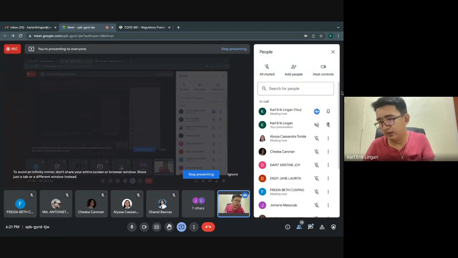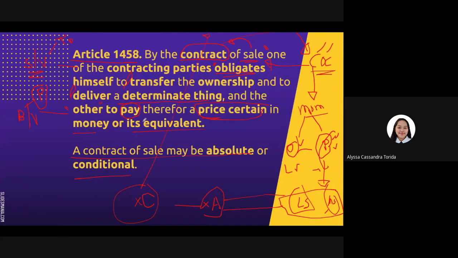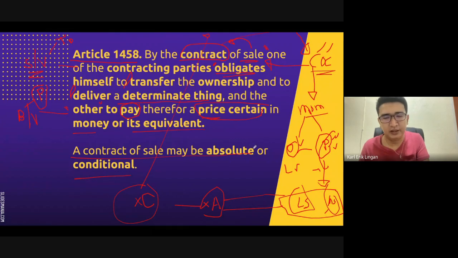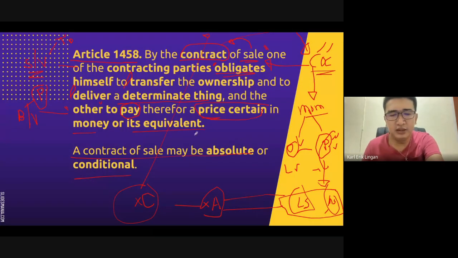Miss Alisa Torida. Yung absolute po, sir, there are no conditions attached sa contract. Tapos pag conditional po, there are certain conditions dun sa contract. Okay. Generally, that's the answer. That is the definition of absolute and conditional contract of sale in its general sense. So, punta tayo sa more specific one later. Okay?